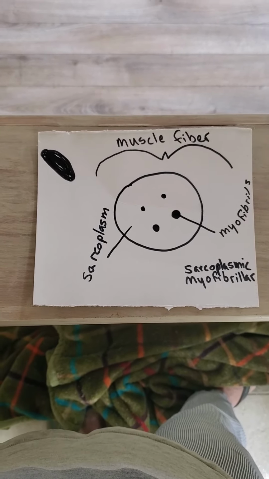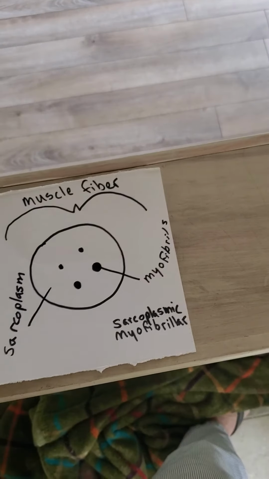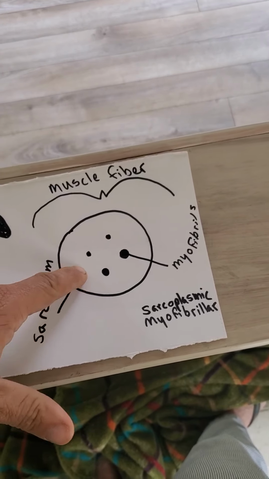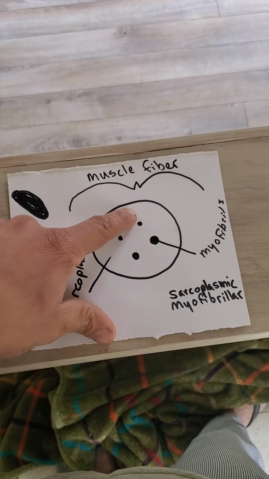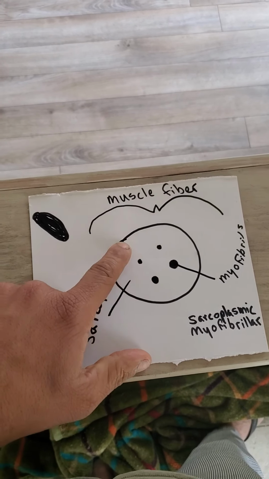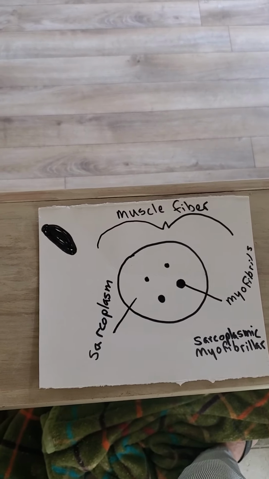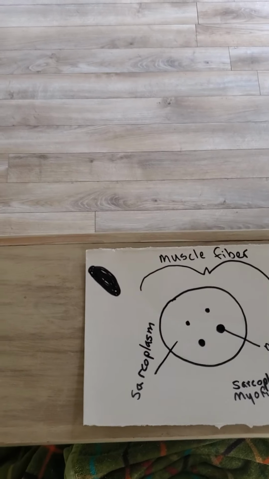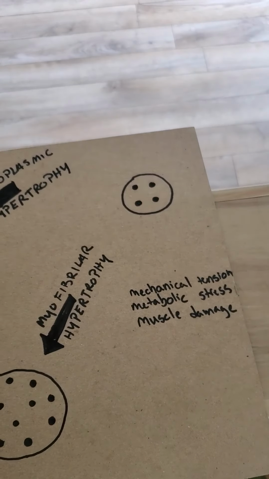Okay, now if you want to see the stuff, let me go back here. So basically, the sarcoplasm, as a review, is the stuff, the content, right, that is within the muscle fiber, whereas the myofibrils are these little dots, and they represent the myosin, actin, and all that good stuff.